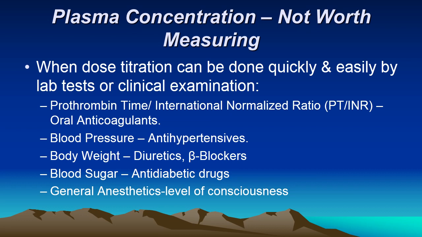Plasma concentration is not worth measuring where it will give little information, when the dose titration can be done quickly and easily by lab tests or clinical examinations. And most of them are to be given for a long time. Their effects outlast their blood levels. Examples: prothrombin time for anticoagulants, blood pressure for antihypertensives, body weight for diuretics and beta blockers, blood sugar for antidiabetic drugs, and level of consciousness for general anesthetics. They are as good or better than plasma level.